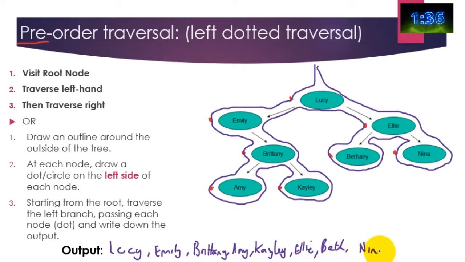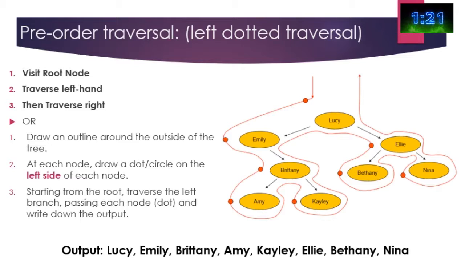Beth, and then Nina, and then that becomes our output order. Now, apologies for my terrible handwriting, but Lucy, Emily, Bethany, Amy, Kaylee, Ellie, Beth, and Nina is the order of doing a pre-order traversal. Here's a better example. Okay, exactly the same thing. I have a dot at the end of each of the people, and as the line goes through it, you just pass through each dot, and at each point, as you pass through the dot, you output the names. And that's called a pre-order traversal.